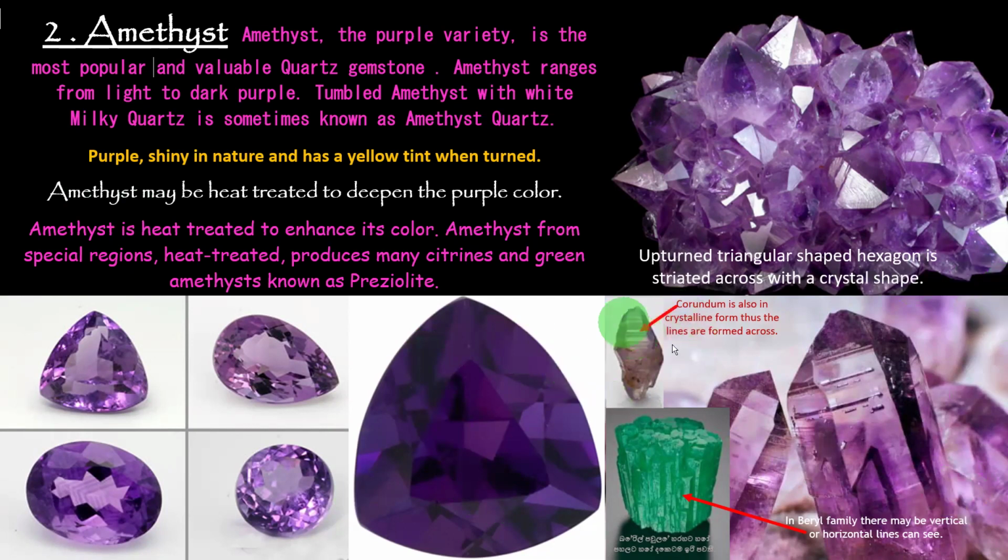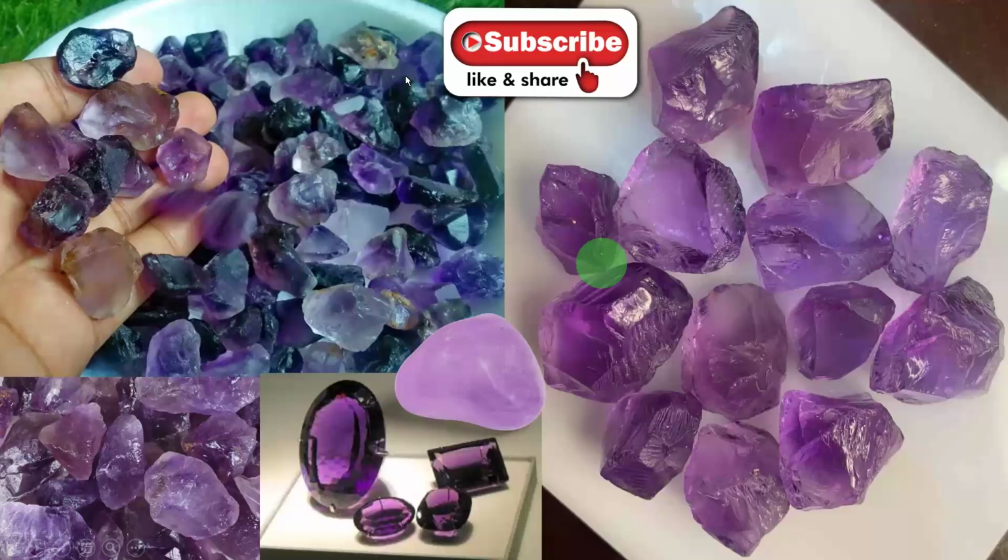Here, this is sapphire. Corundum is also in crystalline form, thus the lines are formed across. This is beryl. In the beryl family, there may be vertical or horizontal lines, or both can be seen. This is amethyst. Look at the lines. You can compare and remember this. Okay. Now here, all are amethyst. Look at the rough.